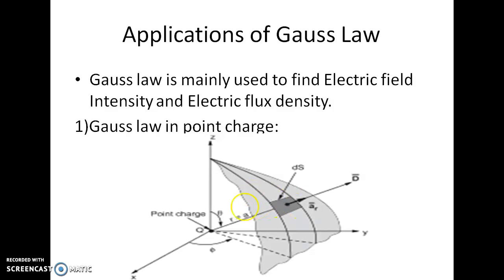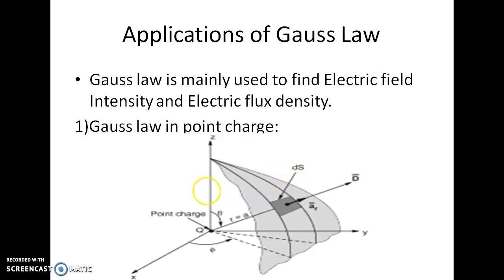In the spherical coordinate system, we have three axes: r, the radius; theta, the angle made with the z axis; and phi, the angle made with the x axis. So we have three components. Now for this point charge, I will consider a small area dS, which is a part of the sphere and which is normal to the r axis, that is the radius axis.